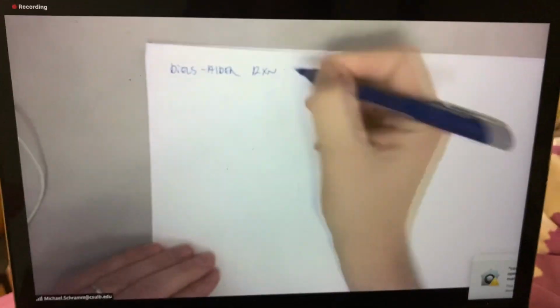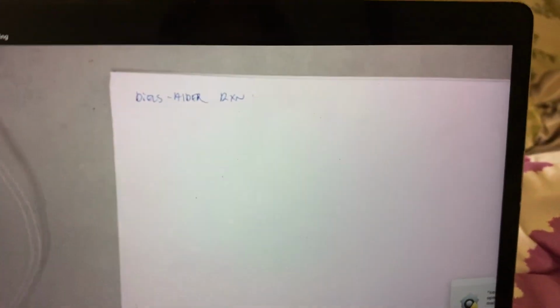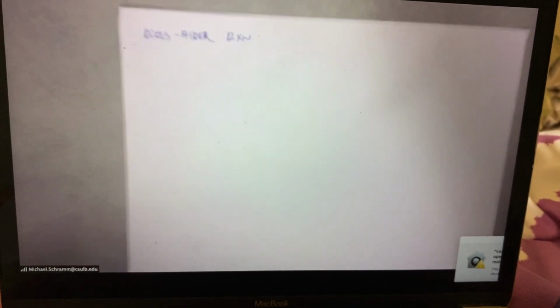Diels-Alder reaction. Okay. And it's a type of reaction that's very, very unique.